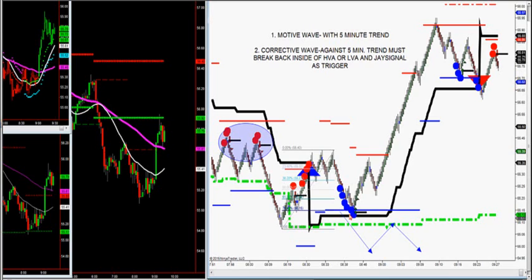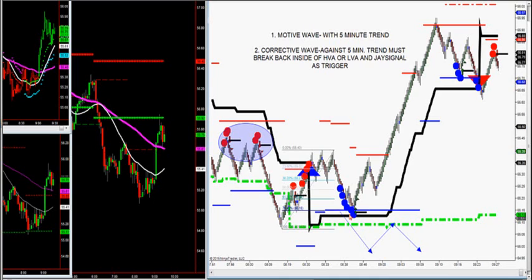All right? So there's a corrective wave and there's a motive wave. A corrective wave is against the 5-minute trend, but you're not allowed to take any corrective waves unless you get back inside of LVA. Or if you're above HVA, get outside.